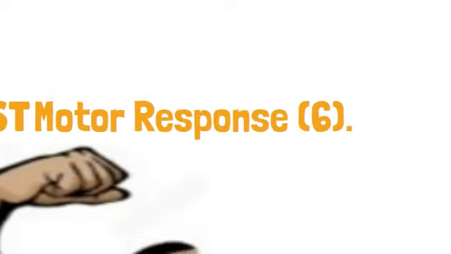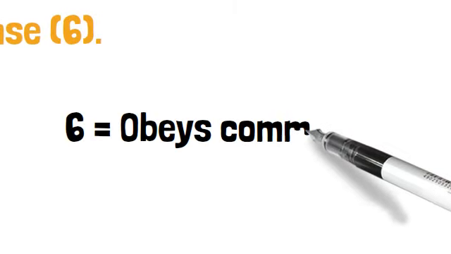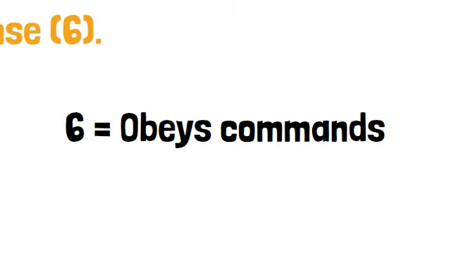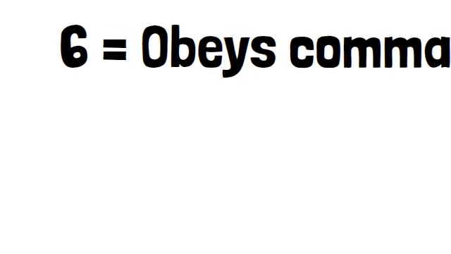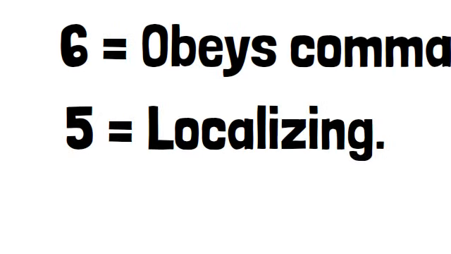Best motor response is out of 6, and it is assessed in the following manner. A patient who obeys your commands by either protruding his tongue or grasping your finger is allocated a score of 6. A patient who is localizing the pressure that is applied on the trapezius muscle or the supraorbital notch by raising his hand above the clavicle towards the stimulus is allocated a score of 5.